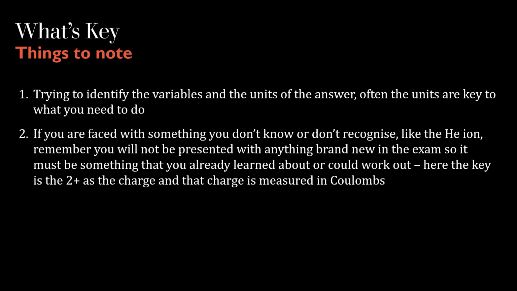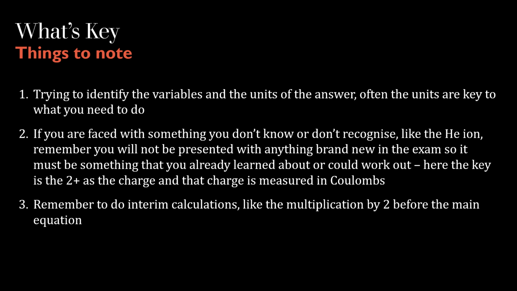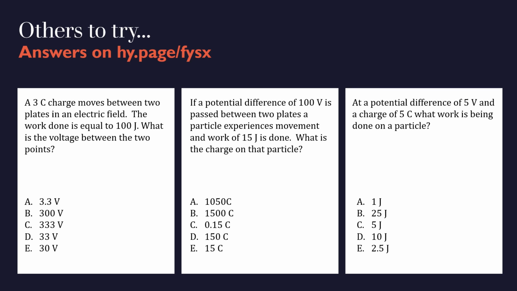And also spotting that if something refers to a magnitude, then it will be giving it to you in the positive form, like on your data sheet for the charge on the electron. Remember to do the interim calculations, like the multiplication of the charge by 2, before you do the main calculation. It just saves you getting lost in the final calculation.